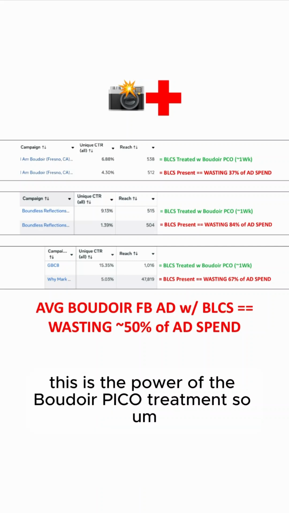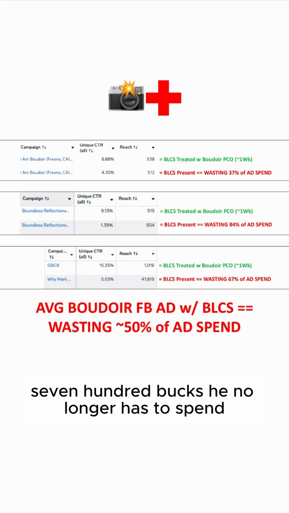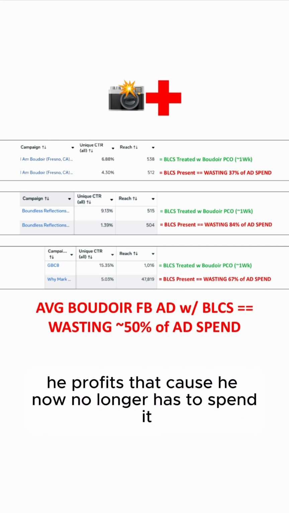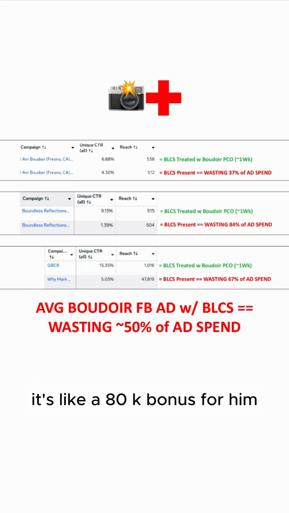This is the power of the Boudoir Pico treatment. And that difference, $6,700, he no longer has to spend. He pockets it. Phantom profit, Boudoir Pico profit. Every single month he profits that because he now no longer has to spend it. And at the end of 12 months, it's like an 80K bonus for him.